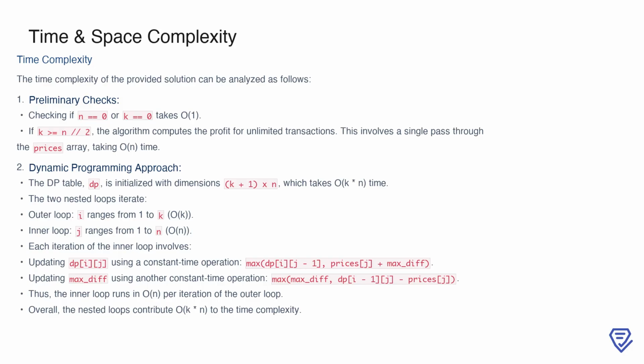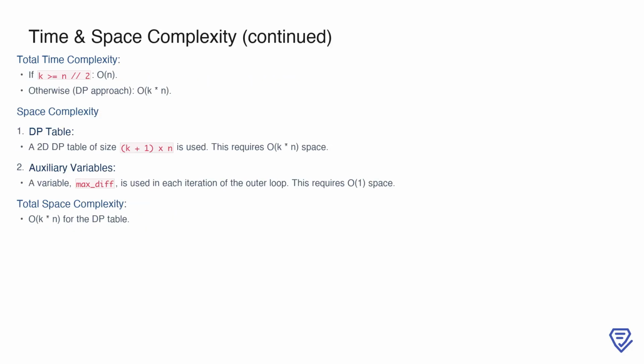Combining all these factors, the overall time complexity is determined by the specific case being solved. Now, let's summarize the total time complexity. If the condition k is at least n//2 is met, the solution computes the profit in O(n) time. Otherwise, when the dynamic programming approach is used, the complexity is O(k*n).